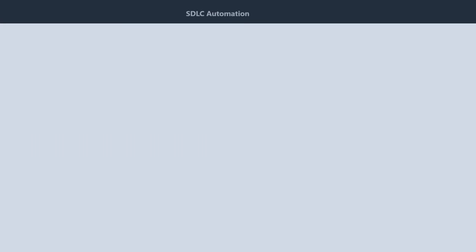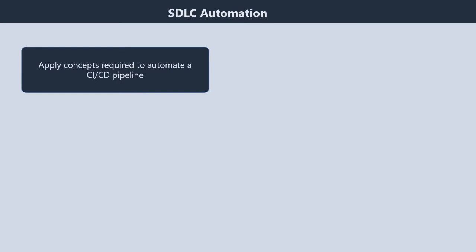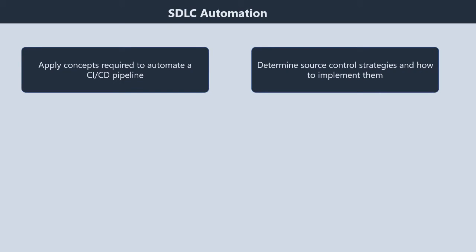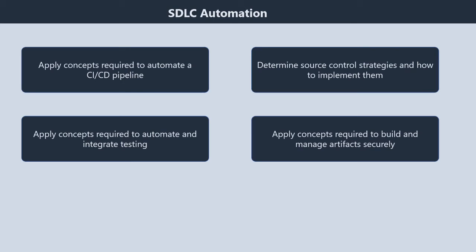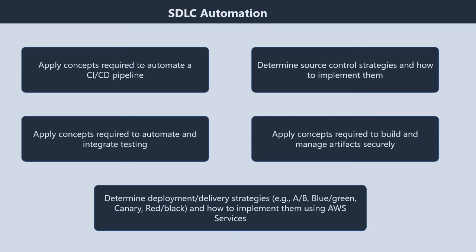Let us now discuss the course outline topics in detail. Domain 1, SDLC Automation, 22%. It contains 5 subtopics which are: first, apply concepts required to automate a CI/CD pipeline. Second, determine source control strategies and how to implement them. Third, apply concepts required to automate and integrate testing. Fourth, apply concepts required to build and manage artifacts securely. Fifth, determine deployment or delivery strategies, for example, A/B, blue/green, canary, red/black, and how to implement them using AWS services.